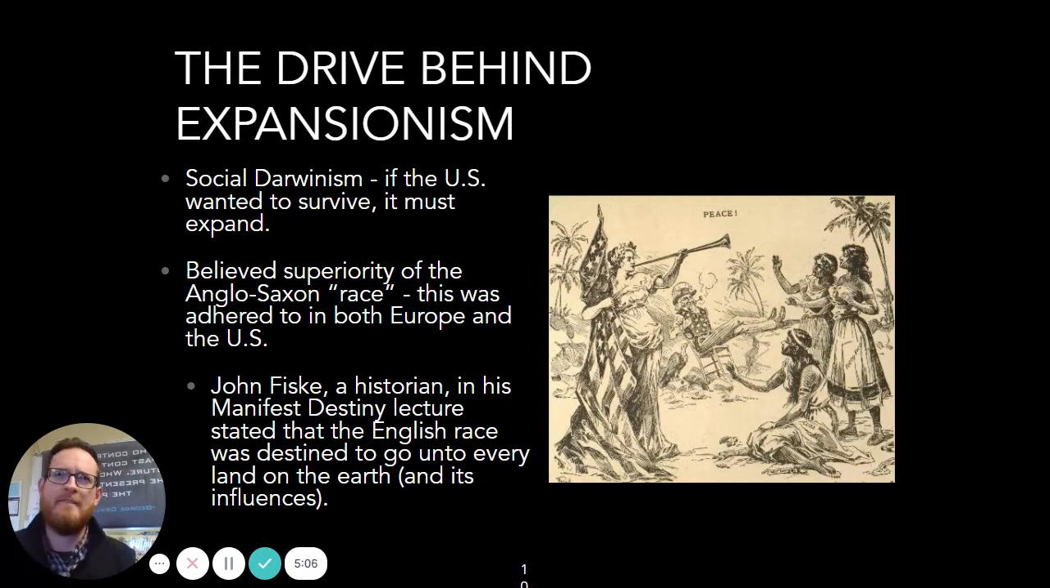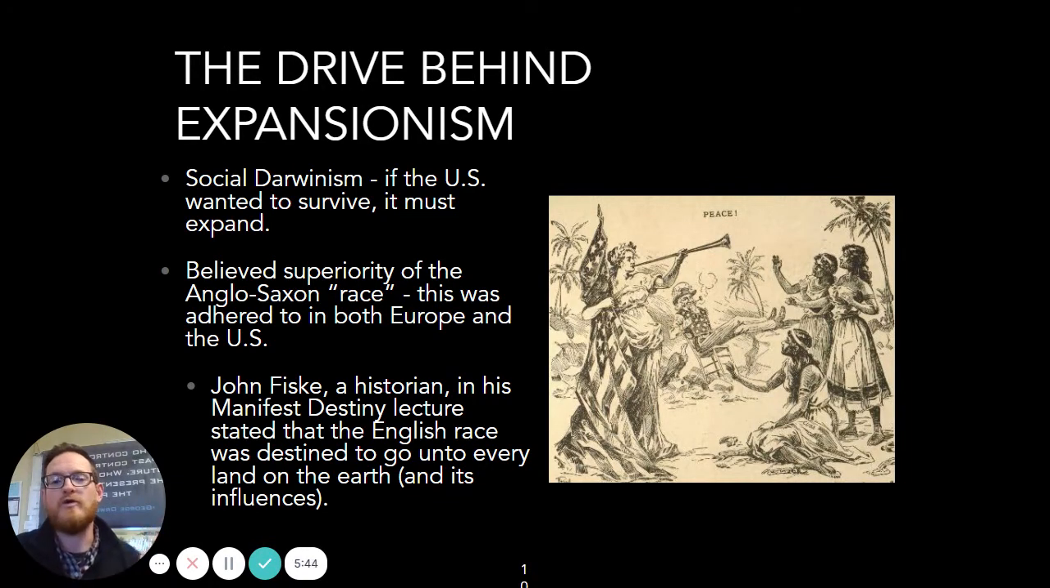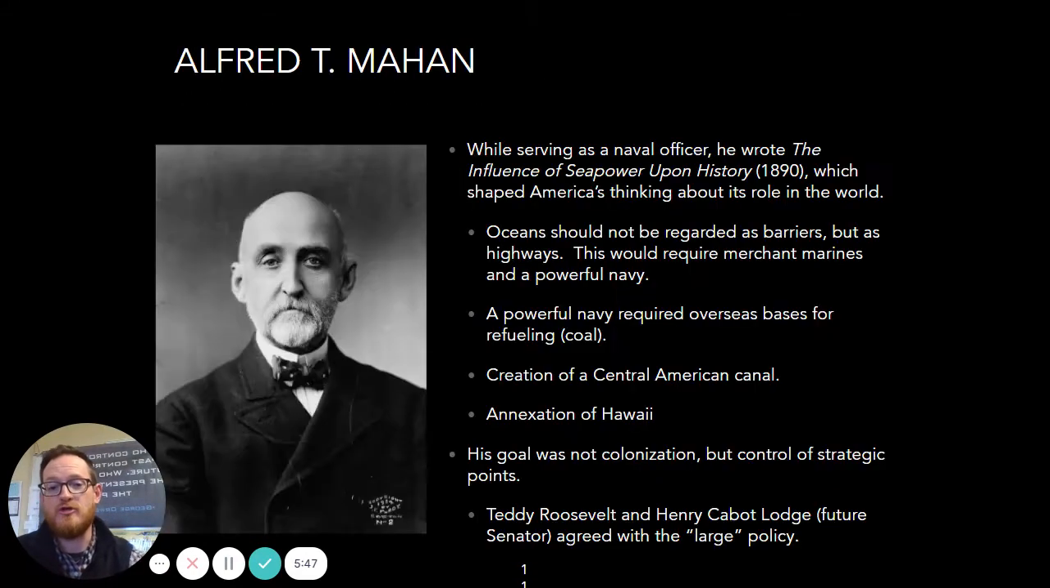And really, the reason they call it that, there are a lot of different reasons for it, but it's going to take a new look, especially when you're looking at Latin America. So the drive behind expansionism, again, social Darwinism, the idea that if the U.S. wanted to survive, it must expand, it must grow. Also, a lot of people had a belief in the superiority of the Anglo-Saxon race. Again, this was not just the U.S., this was also Europe as well, and they said, hey, as a race, we are to extend throughout the world and also share our views and how we see the world with the rest of the world as well. So those are two drives behind it.